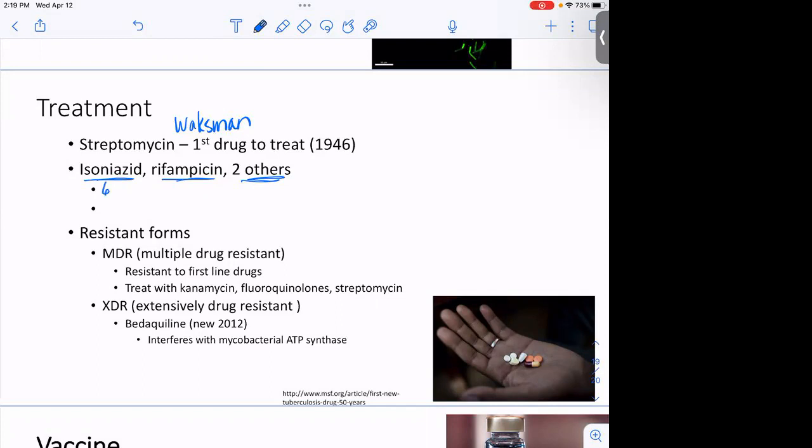Patients have to be on these 4 drugs for at least 6 months. And that's taking quite a lot of pills every day. That's why I showed this picture down here. And side effects are common. So things like nausea, tiredness, rash, headaches.